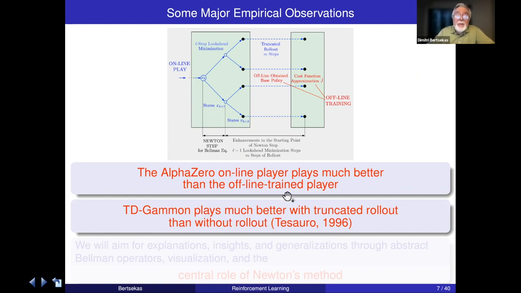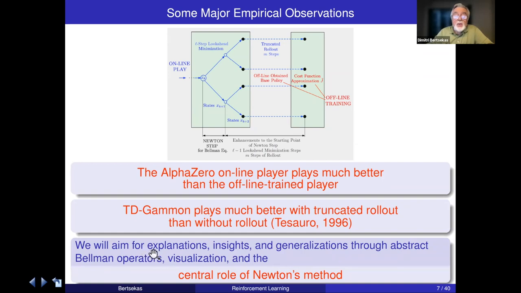So by introducing this middle portion, Tesauro was able to increase the length of the look ahead without increasing the size of the look ahead tree, because this extension does not involve consideration of all possible moves, but rather only the moves suggested by the base policy. So this is another point that we are going to discuss in our course, and we're going to spend a lot of time on rollout and its effect on the overall design of approximation in value space.